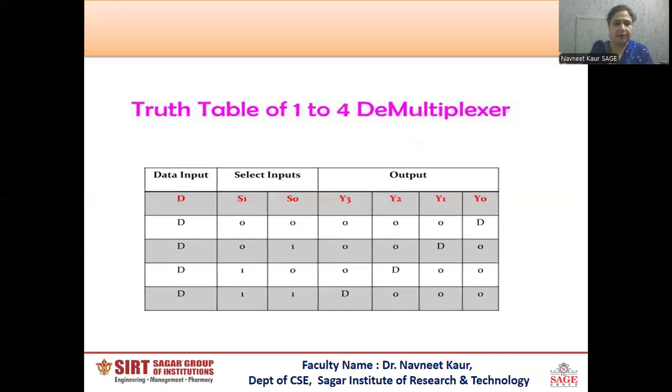Now, this is the truth table of the 1 to 4 demultiplexer. This is the data input, which is defined as D in all the cases. Then the 2 selection lines. Now say if both selection lines are 0, then in that case, the Y0 output will be selected and the input D will be transmitted over that output line. Now for the 0-1 combination, the input will be transmitted over the Y1 output line. For 1-0, the input D will be transmitted over the Y2 output line, and for 1-1, the input D will be transmitted over the Y3 output line.